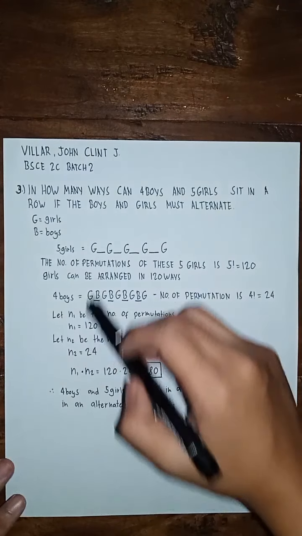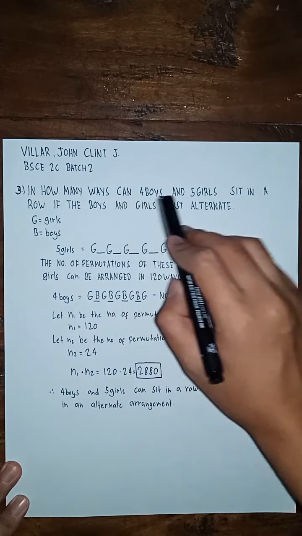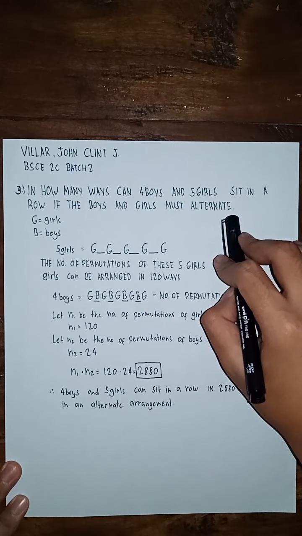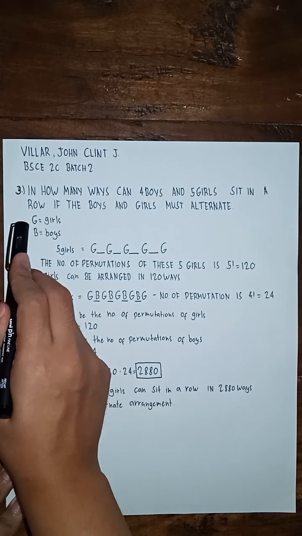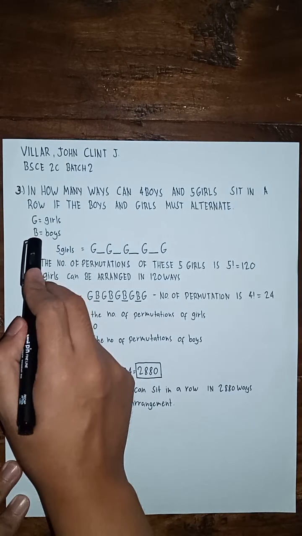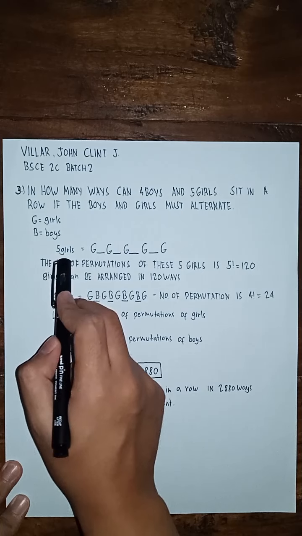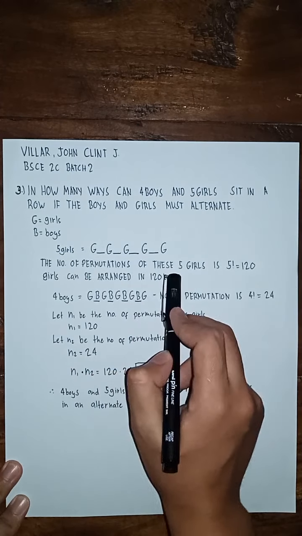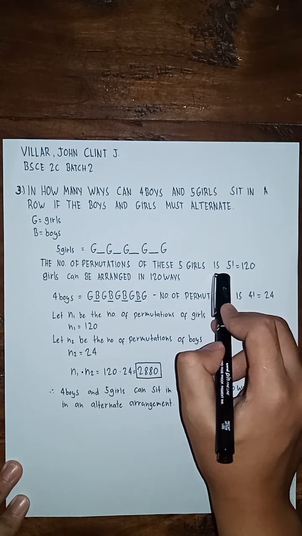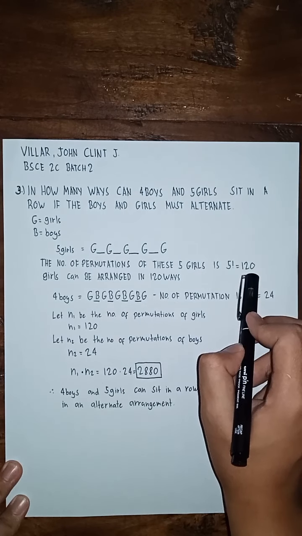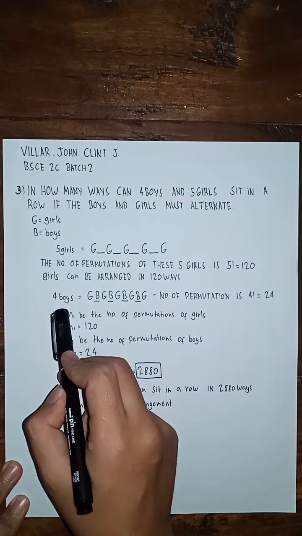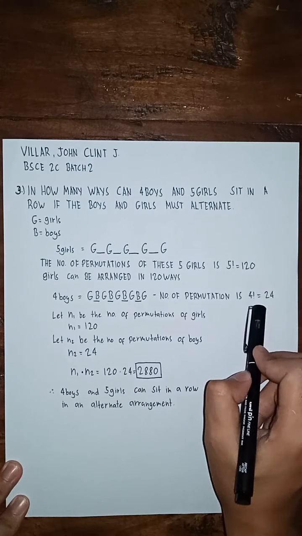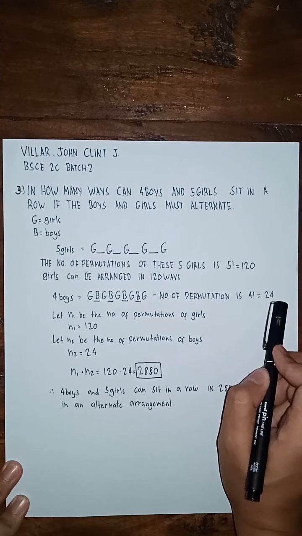So, problem number 3. In how many ways can 4 boys and 5 girls sit in a row if the boys and girls must alternate? So, let's say G is girls and B is boys. So, 5 girls muna tayo. So, the number of permutations of these 5 girls is 5 factorial, which is 120. Then, 4 boys naman, the number of permutations niya is 4 factorial, which is equal to 24.